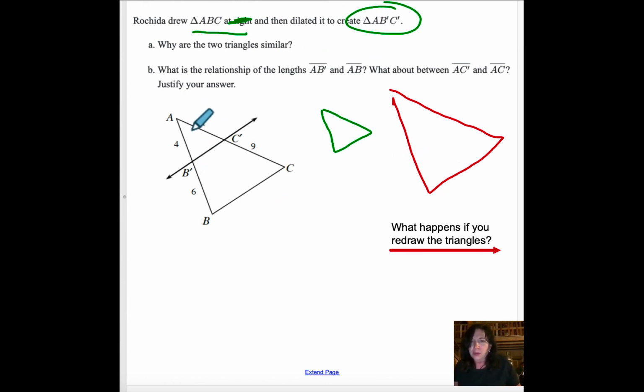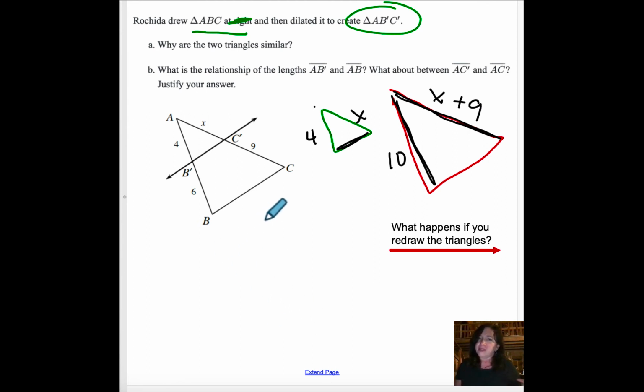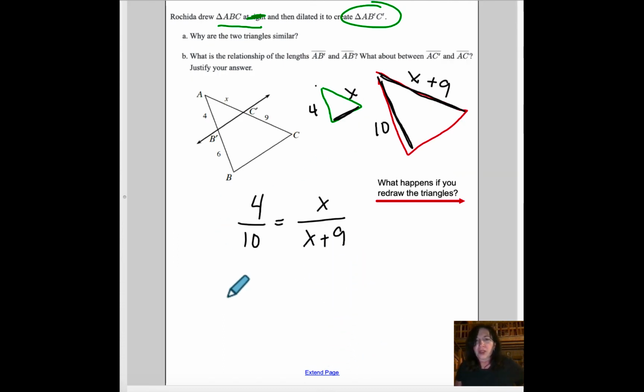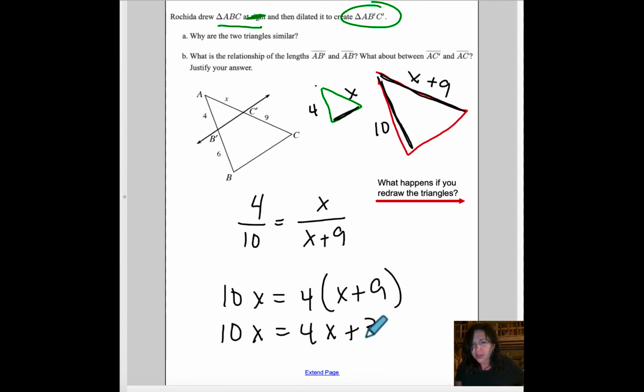In doing that, we know that this little side here is 4. We know that this is x. We don't know this length here. But we do know this long side is 10, and this long side is x plus 9. And so when we create this proportion, we're going to go 4 is to 10 as x is to x plus 9. We're going to cross multiply. You get 10x is equal to 4 times x plus 9. And then distribute. So 10x is equal to 4x plus 36.